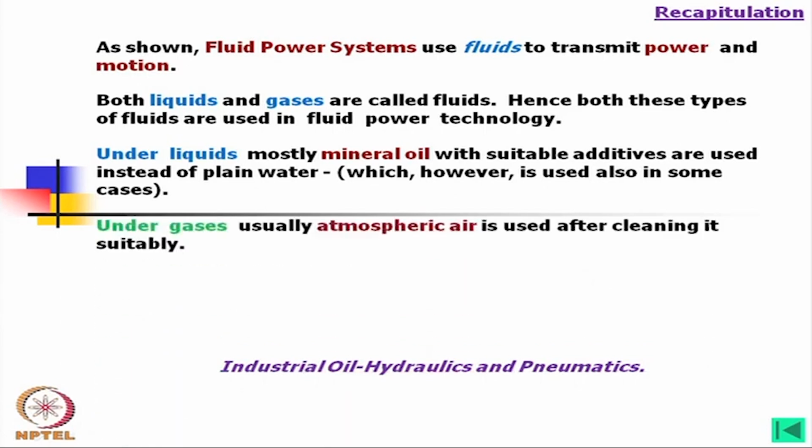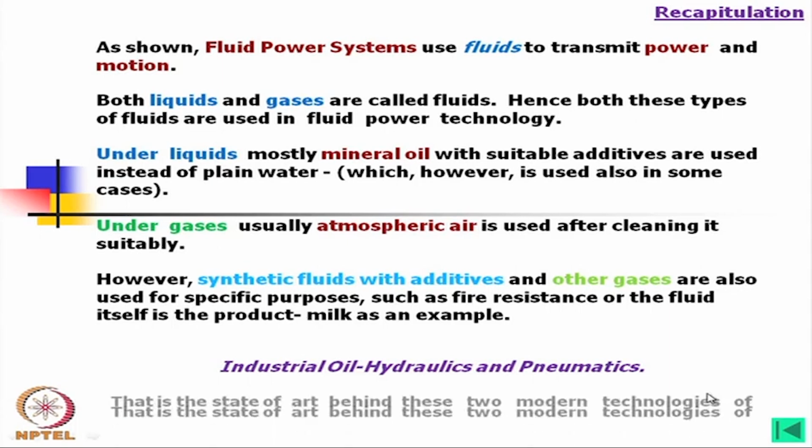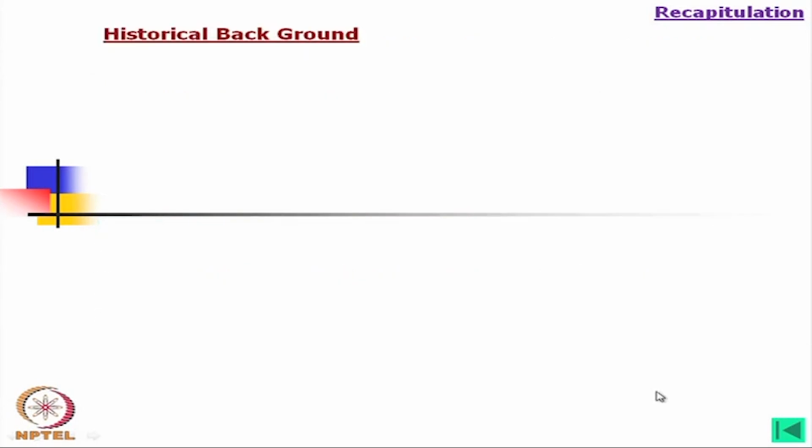Under gases, usually atmospheric air is used after cleaning it suitably. However, synthetic fluids with additives and other gases are also used for specific purposes such as fire resistance, or where the fluid itself is the product, for example, milk. In that case, you may find that fluid power systems are there, but the milk itself is the medium. That is the state of the art behind those two modern technologies of industrial oil hydraulics and pneumatics.